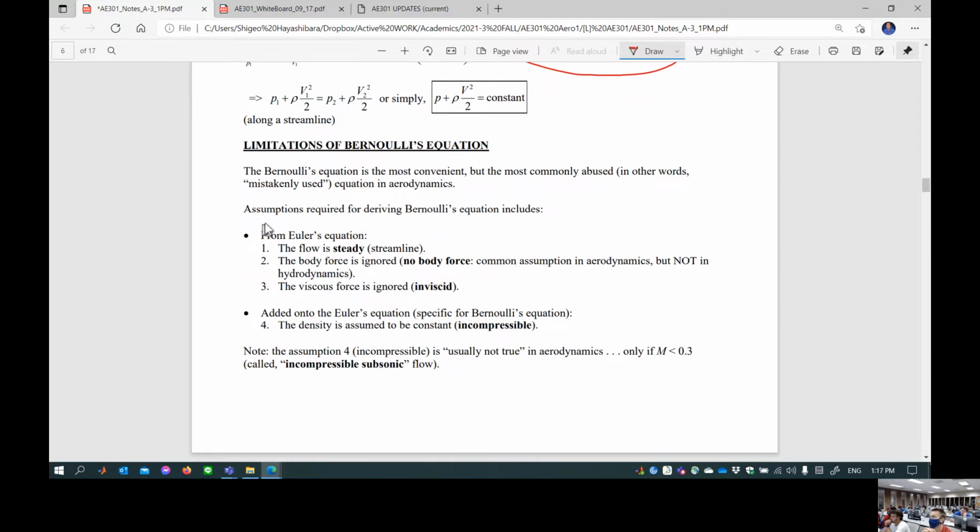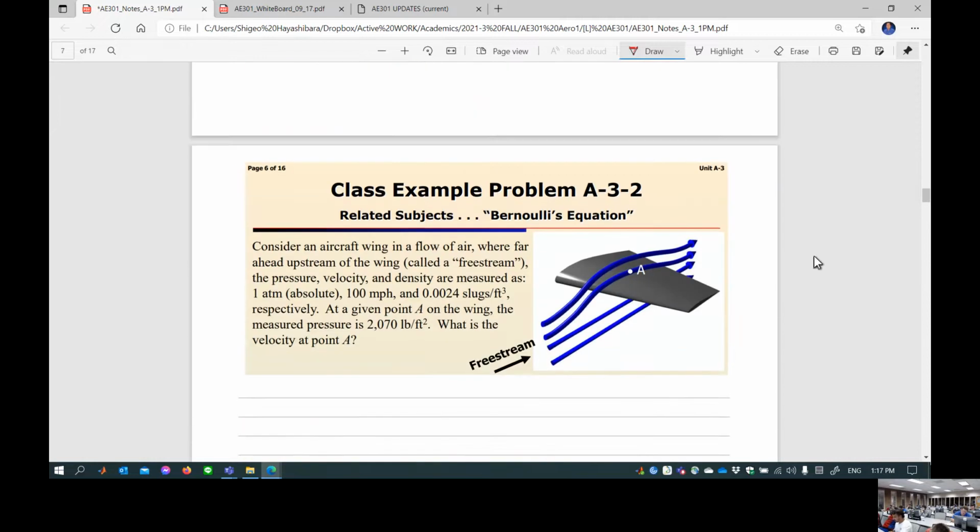Now, another important aspect here is the limitations. In other words, the assumptions built into Euler's equation are already three of them: steady flow, no body force (gravity zero), and viscosity zero, inviscid, no boundary layer. That is Euler. On top of it, you're assuming density constant, incompressible. So lots of assumptions, and those are also, at the same time, limitations of using this equation. Okay, let me quickly move to the next page.